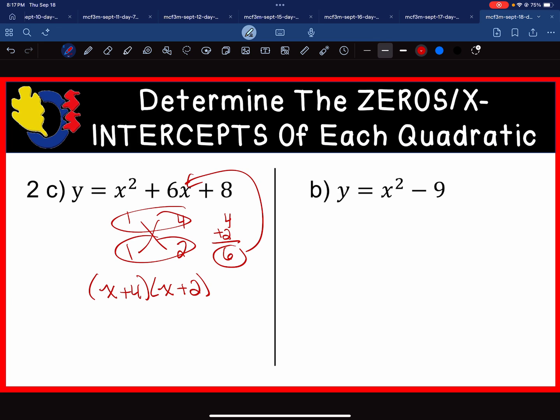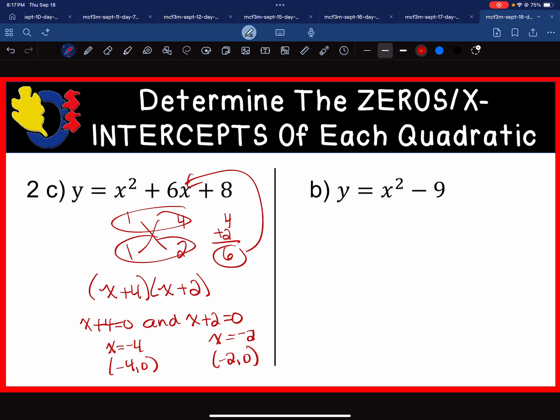And then last but not least, we're going to find our x-intercepts. So for the x-intercept, we're going to let y equal 0. So x plus 4 equals 0, and x plus 2 equals 0, and then we're going to solve for x. So x is equal to -4, and x is equal to -2. So our coordinates are (-4, 0) and (-2, 0).